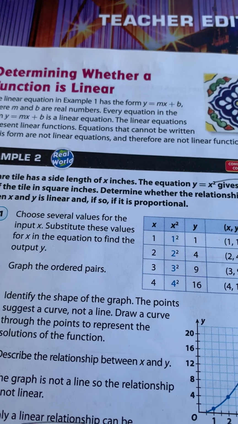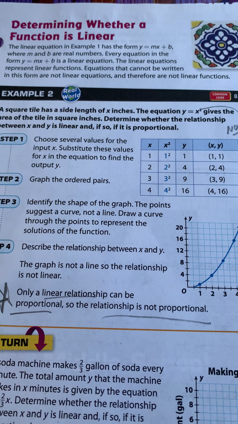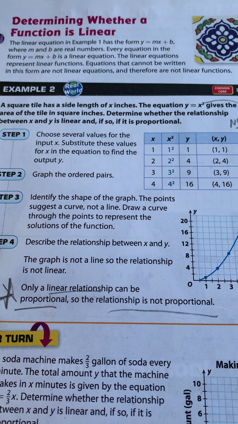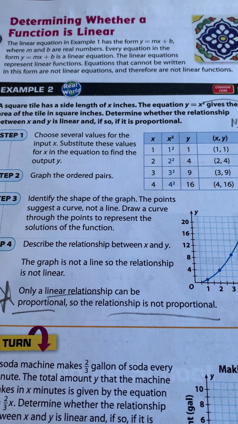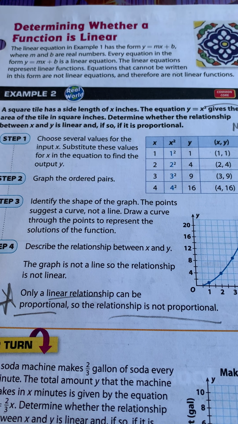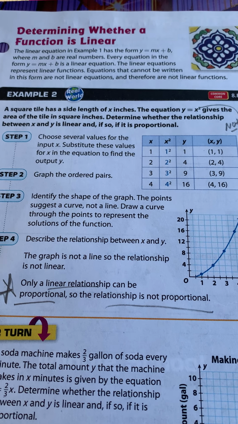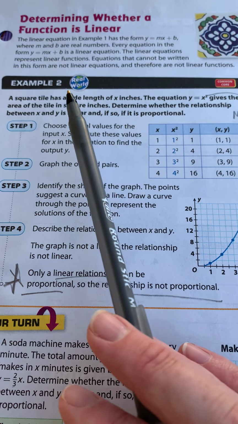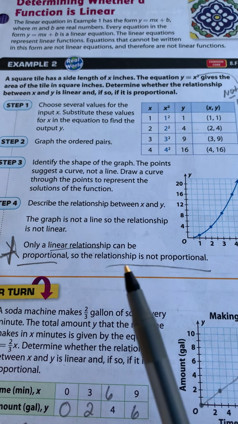Determine whether a function is linear. The linear function in example 1 had the form of y equals mx plus b, where m and b are real numbers. Every equation in the form y equals mx plus b is linear. A linear equation represents a linear function. Equations that cannot be written in this form are not linear and therefore are not linear functions. It's not that it's bad or wrong.